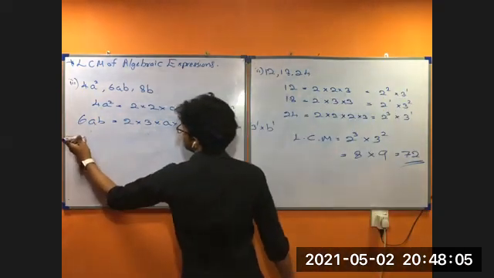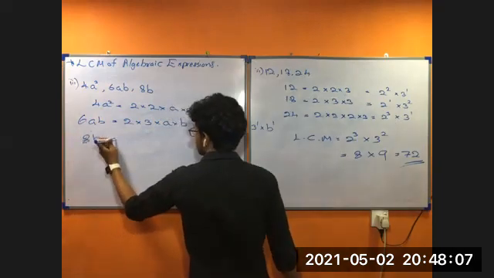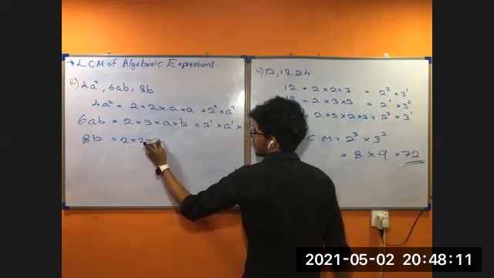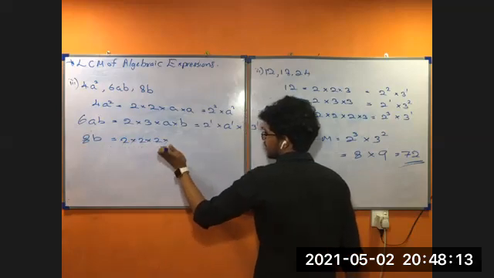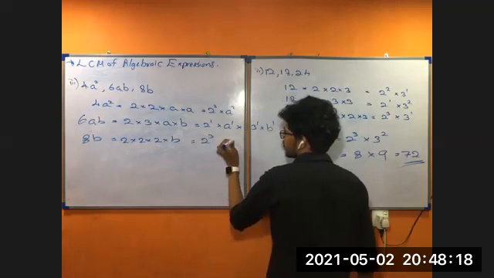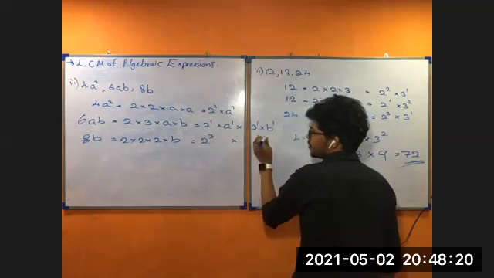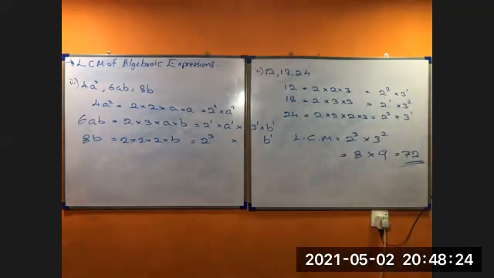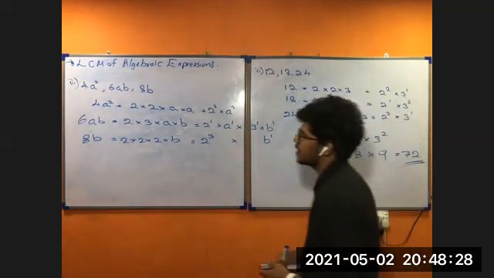Then 8b, I can get 2 times 2 times 2, 2 times 2, 4 times 2, 8 times b. So it is going to be 2 to the power 3 multiplied by b to the power 1. So now I can write the LCM.